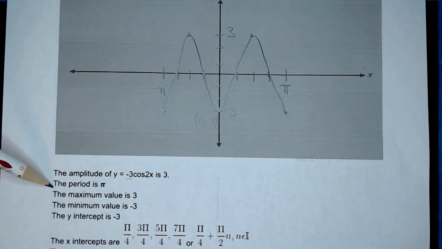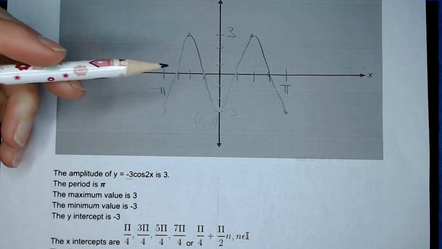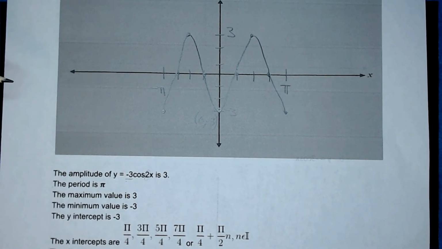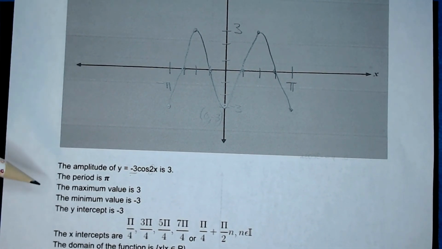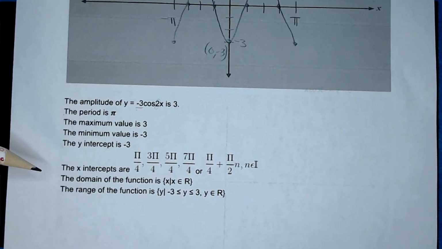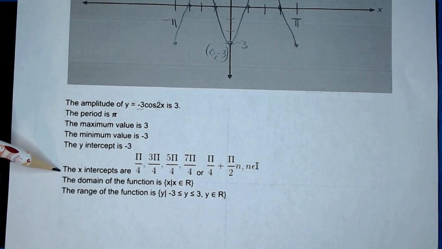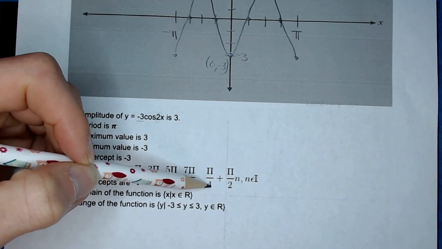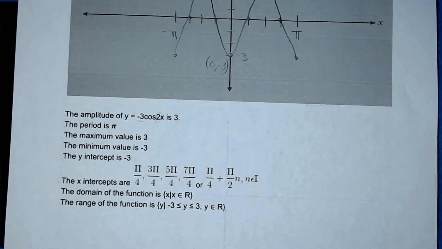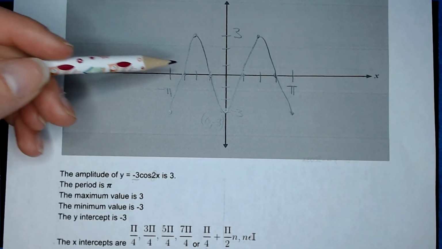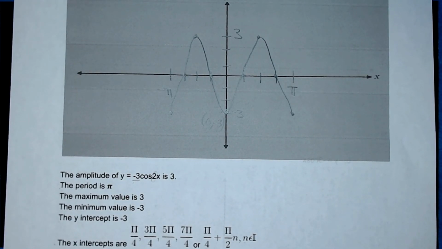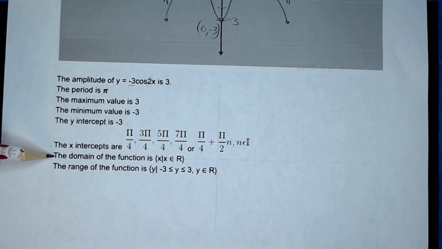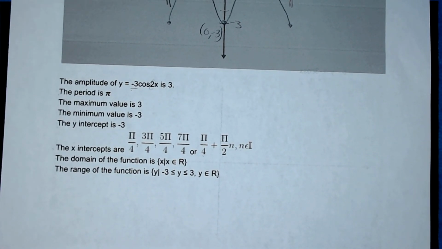The period of the cosine function is pi. And the reason why is because we have a 2 value there. So instead of it going up to 2 pi, it's going to only go to pi. Max and min at plus and minus 3. We talked about y-intercept already. The x-intercepts are those listed there. The general format for it is pi over 4 plus pi over 2n, where n is any integer. So you can get results going all the way to positive and negative infinity. The domain of the function is x is any real number, and the range of the function is -3 to +3.